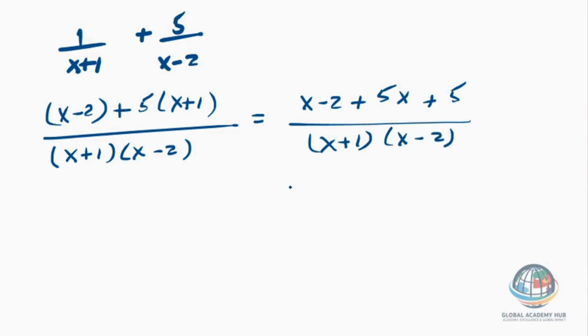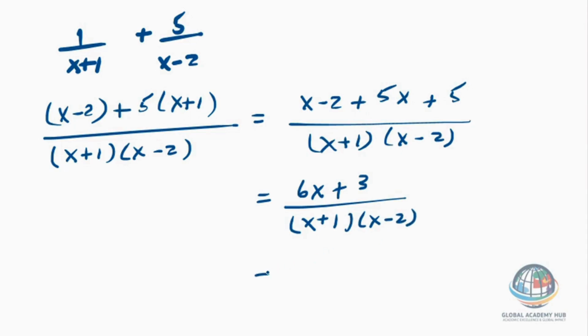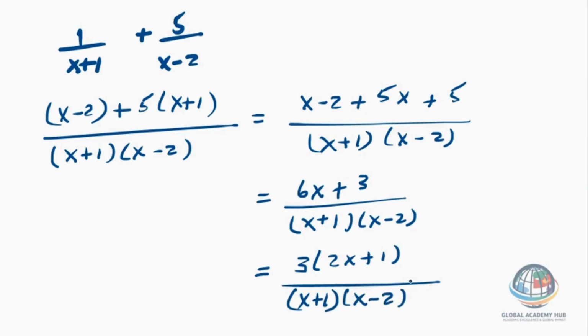x minus 2. Let's simplify our numerator by first combining our like terms. So x plus 5x is 6x, and minus 2 plus 5 is plus 3. Divided by x plus 1, x minus 2. And finally, I can see here in the numerator, I can factor the 3. So I have 3, 2x plus 1, divided by x plus 1, multiplied by x minus 2.